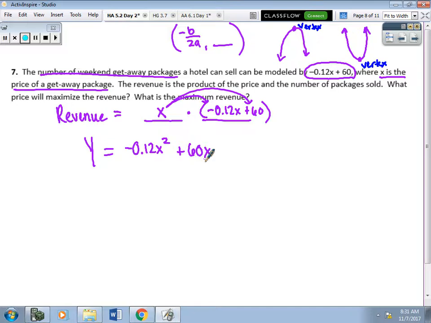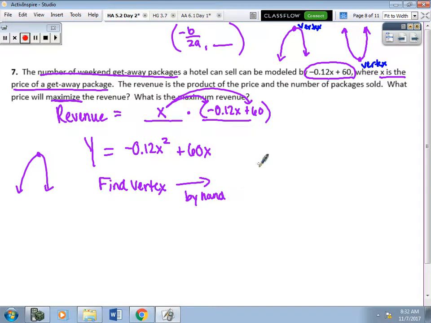And again, they want us to maximize. So if you think about this as just a sketch, this is a negative quadratic, so it is going to look like this. I'm looking for what price will maximize, what is the maximum. So I'm looking for the vertex. So all we have to do is find the vertex, either by hand or using the graphing calculator. So I'm going to do it by hand first, and then I will show in the graphing calculator.